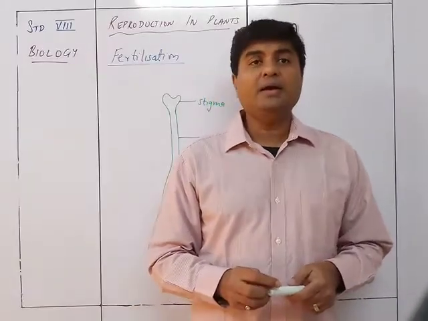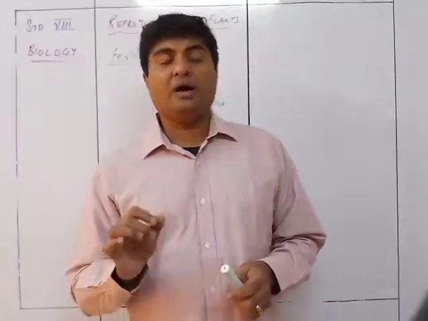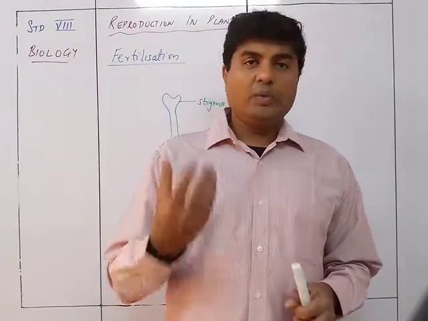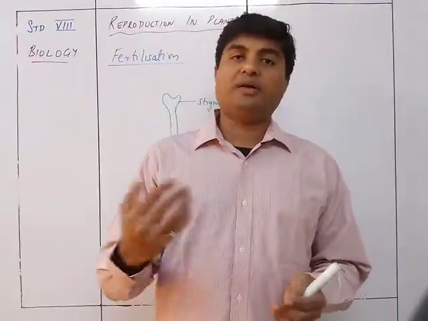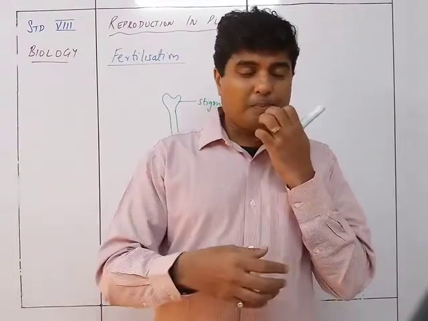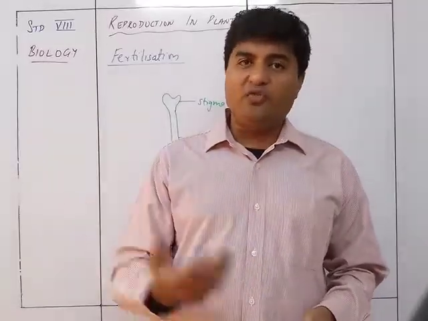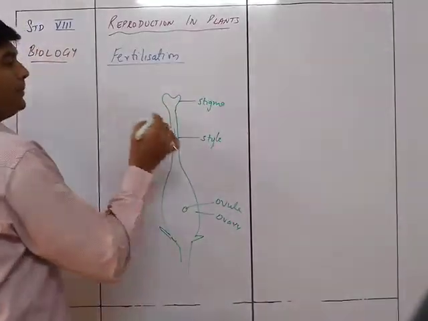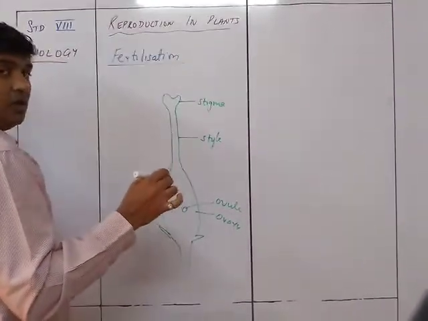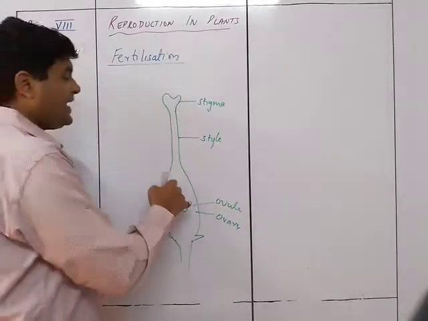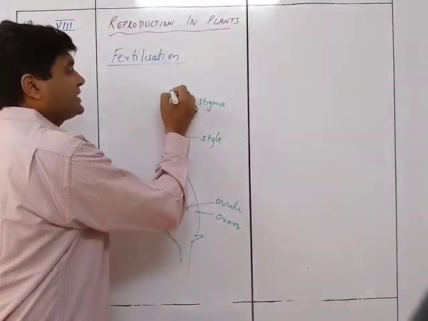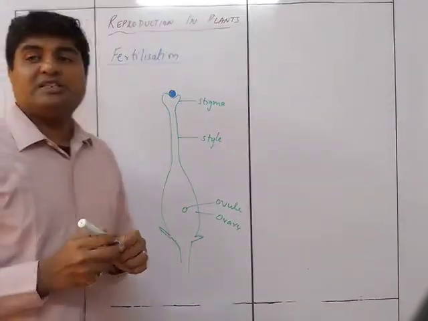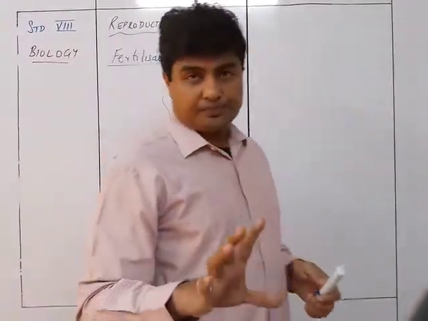So what do you mean by that? That there has been a pollen grain which has come to the stigma, whether it is self-pollination or whether it is by a particular insect getting it, or it's by wind or by water. Not to consider that, just a simple thing is that a proper pollen grain which is of the same species has come and landed onto the stigma of this particular flower.